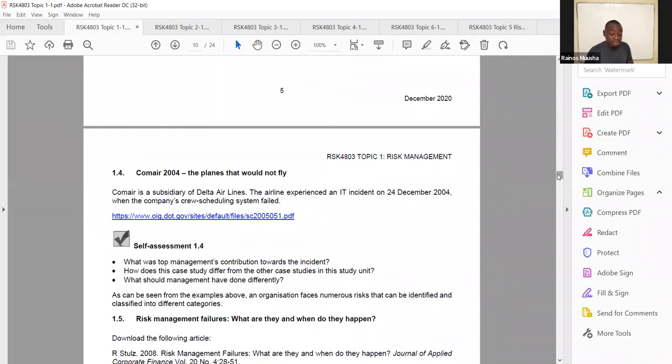So these four case studies are just examples used for you to understand cases where risk management failed, but it's not necessarily that we expect this to come in the exam as well. I would not expect you to be examined on anything based on this, because they're just case studies from a historical background where risk management failed. So study units 1.1, 1.2, 1.3, 1.4, just go over them, but it's not something that would be highly examinable.